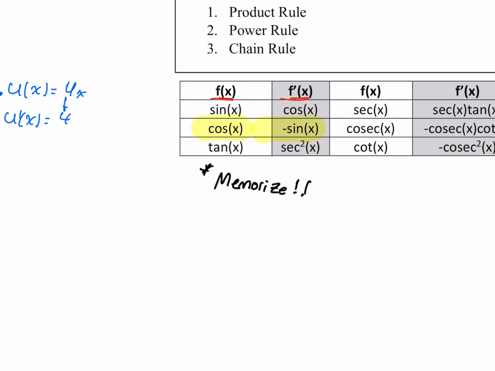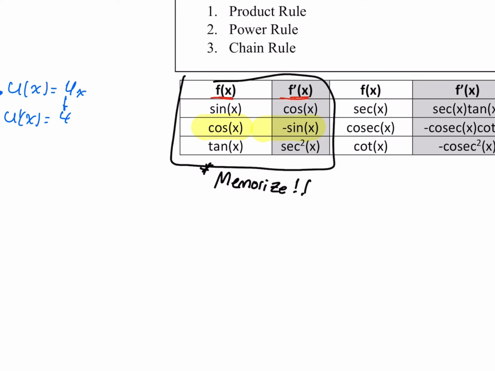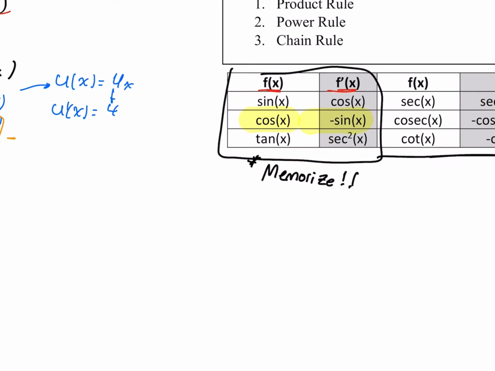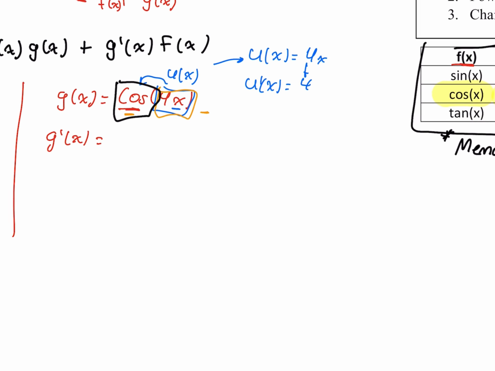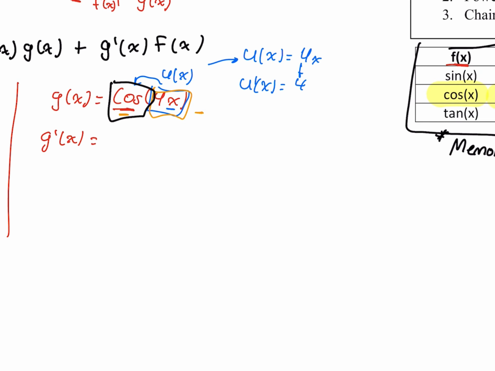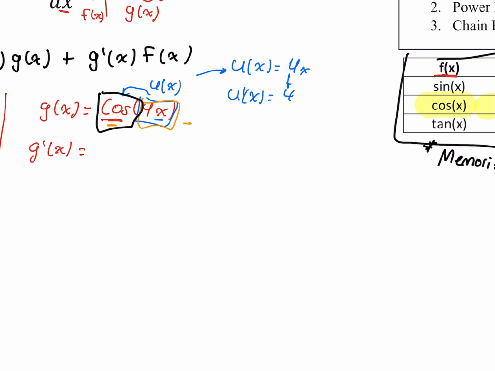So I'd strongly recommend memorizing this table, especially these here on the left. The right side, maybe not as much, you won't see those, but this left side is very important. So let's go back over here and take the derivative of the outside of the function. So the derivative of cosine, as we can see here, is negative sine x.